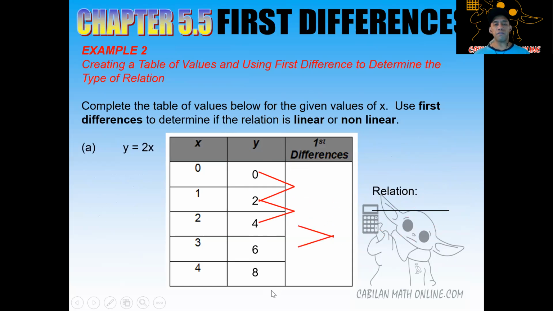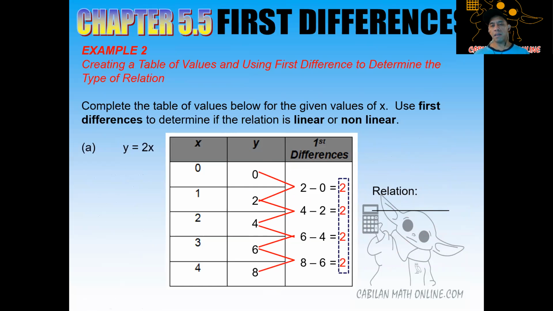So when you're looking at the first difference, just to double check, our first difference here is going to be 2. Our second difference here is also going to be 2. So is our third, and last but not least, so is our fourth. So since all of the first differences are the same, what we have here is a linear relationship.